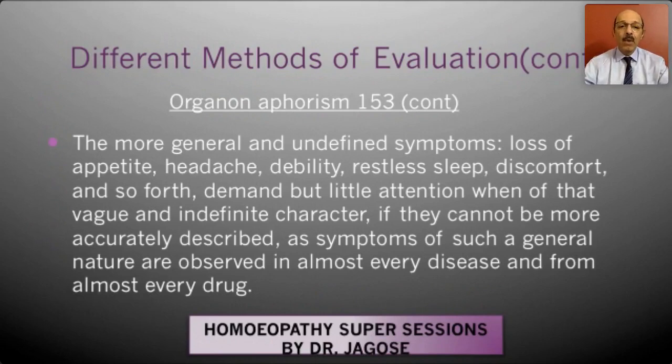If they cannot be more accurately described, as symptoms of a general nature are observed for every disease and for almost every drug. So therefore, he says that all these general undefined symptoms will be seen in most of the diseases as well as in most of the drugs. Like, for example, loss of appetite. You will see it in so many drugs as well as in so many diseases. So it doesn't become important for us to take that into consideration from the totality. It has to be characteristic in nature. Then only you take it.